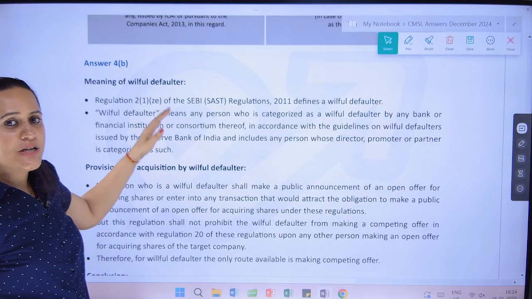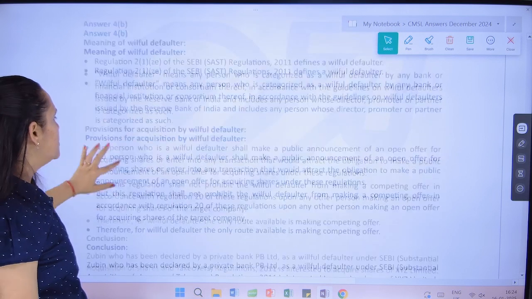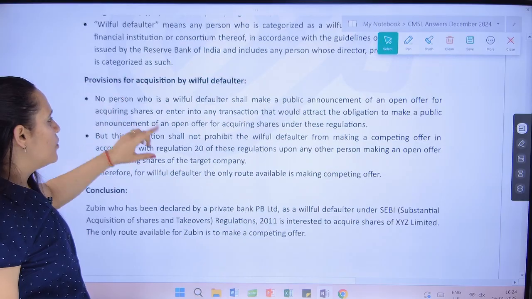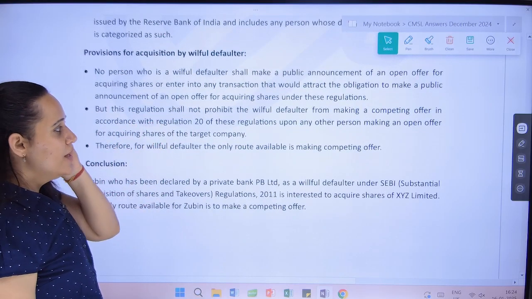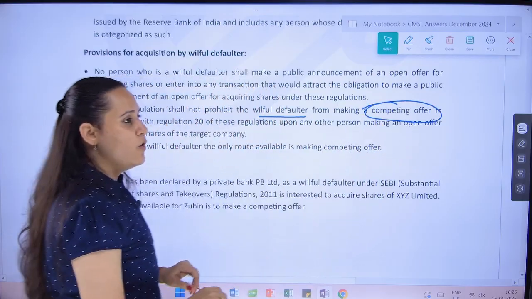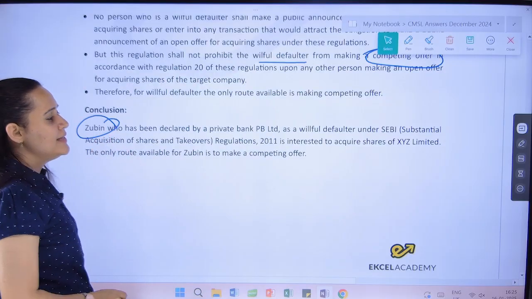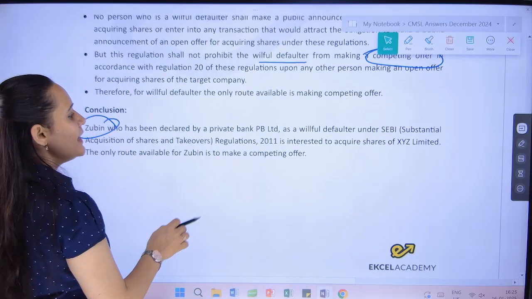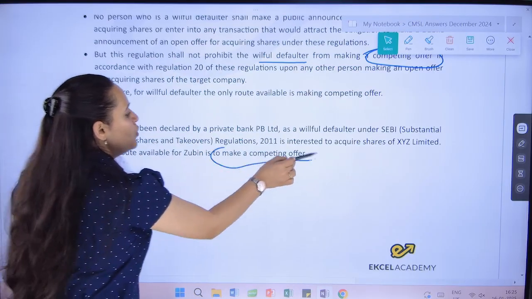SEBI SAST regulation has given a definition for willful defaulter. Write that definition. Regarding provisions for acquisition by a willful defaulter, they clearly say under regulation 20 that they only have an option of making an acquisition through a competing offer. So here, in conclusion, give an answer that Zubin, because he is declared as a willful defaulter, can acquire the shares of XYZ Limited only and only through a competing offer.